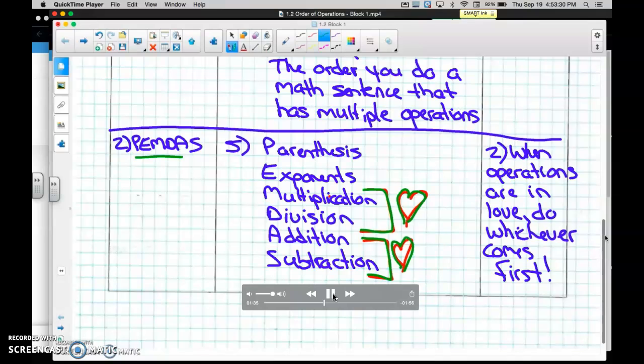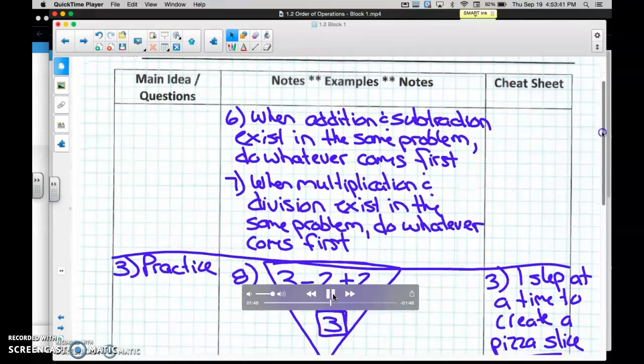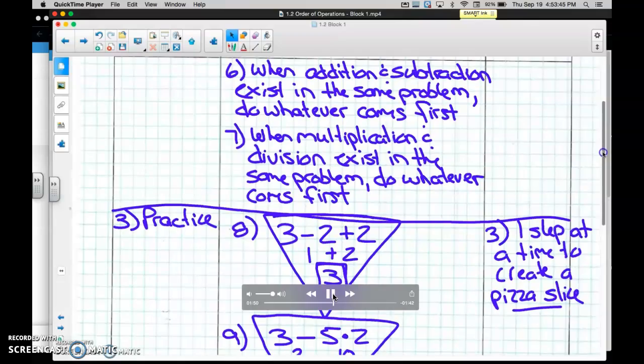Again, I said if multiplication and division were in the same problem, you would do division first if it came first, right? Okay, cool. So then we went on to our second page here, and we wrote down the exact same thing I just said. When addition and subtraction exist in the same problem, do whatever comes first. Ditto for multiplication and division.